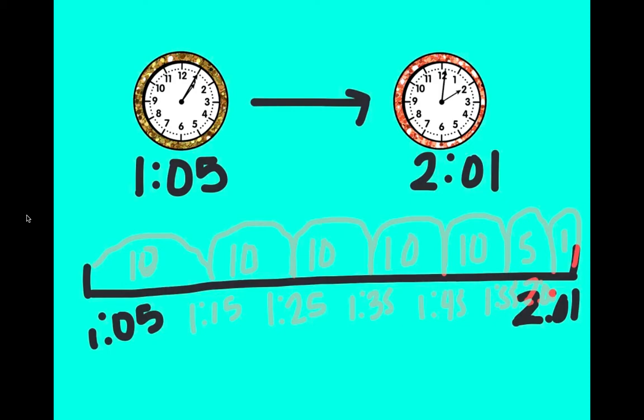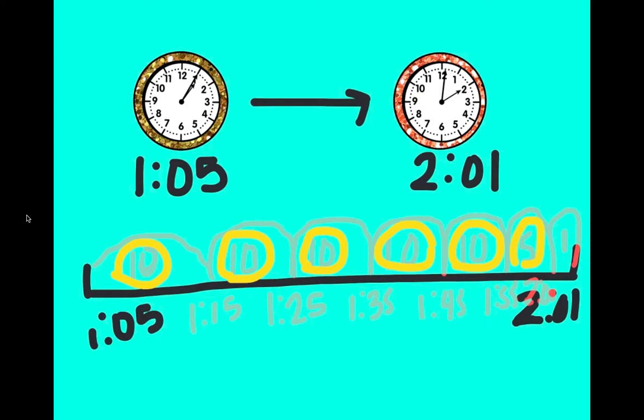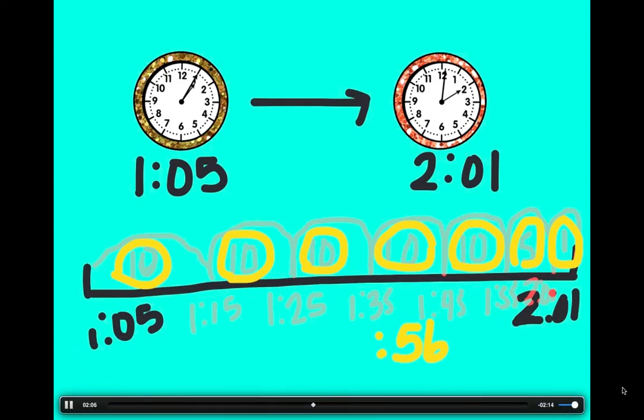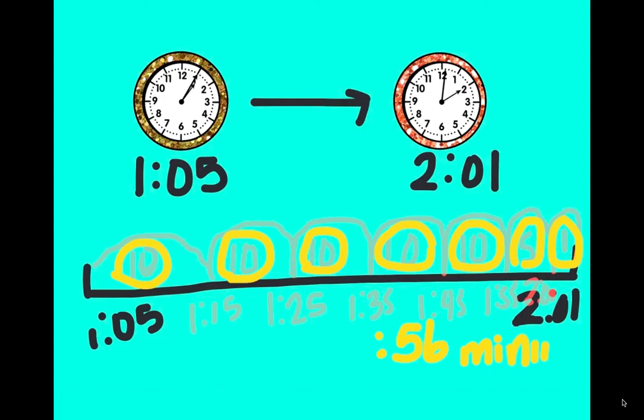So when I add up my time, all I'm going to do is add up the times that are in my jumps. 10, 20, 30, 40, 50, 5, 6 minutes. So Marie studied a total of 56 minutes. And I want to erase this so not to confuse anyone.